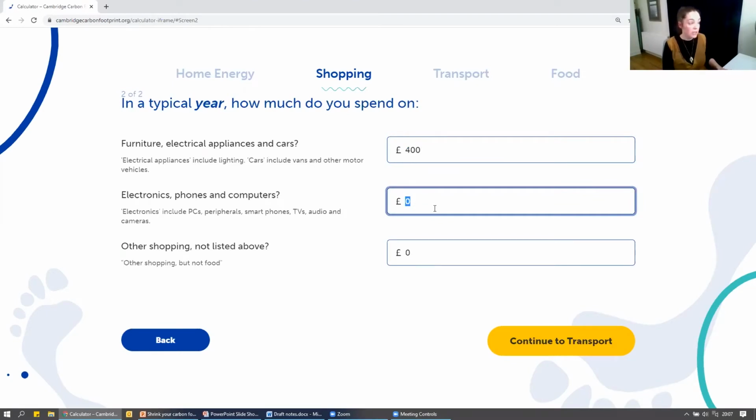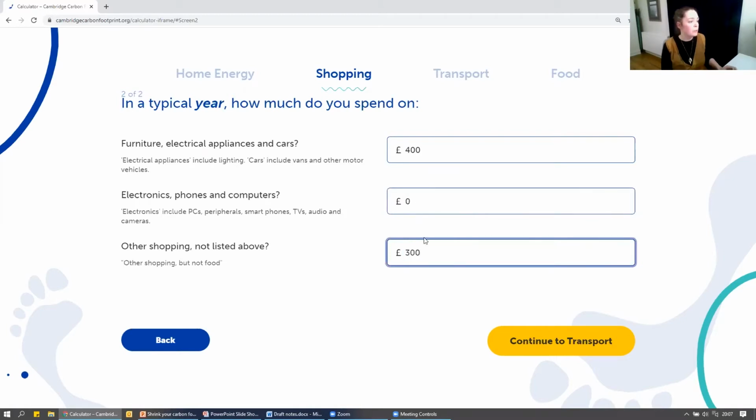We don't spend too much on electronic items. Over the last 5 years, I think we've replaced one phone. We've bought a second-hand laptop. So I don't think I'm going to count that, because I think it doesn't have the same carbon emissions as having bought a new laptop. I'm going to say on average £300 here.